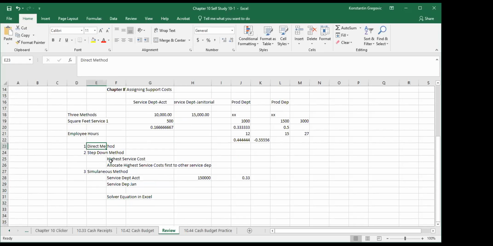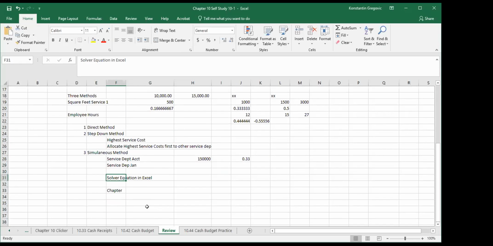Okay, so direct method, step down method, simultaneous method, chapter 8. So let's go on to chapter 9. Now, I would urge, I did send an actual problem using the solver equation. It's a lot quicker to do the simultaneous method if you use the solver equation in Excel. So go back to the problem that I sent you and try both. Try to do it by the simultaneous method or the solver equation. Okay, so where are we? Chapter 8. So chapter 9.